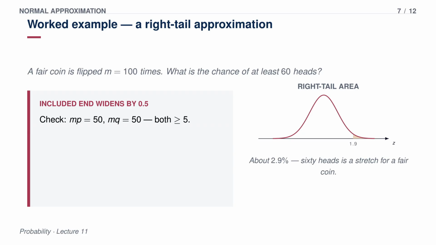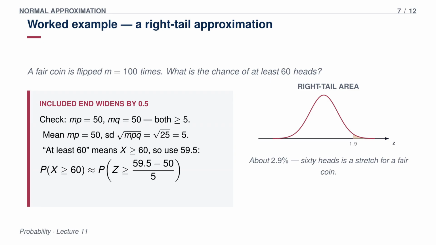Flip side, literally. A fair coin, 100 flips. What's the chance of at least 60 heads? Guardrail first. np is 50, nq is 50, both at least 5. Good. Center is 50, and the standard deviation is the square root of npq, root 25, which is exactly 5. Nice round number. Now, at least 60. The 60 tile is one we want this time, and we need to cover it from its lower grout line, so we slide down to 59.5.